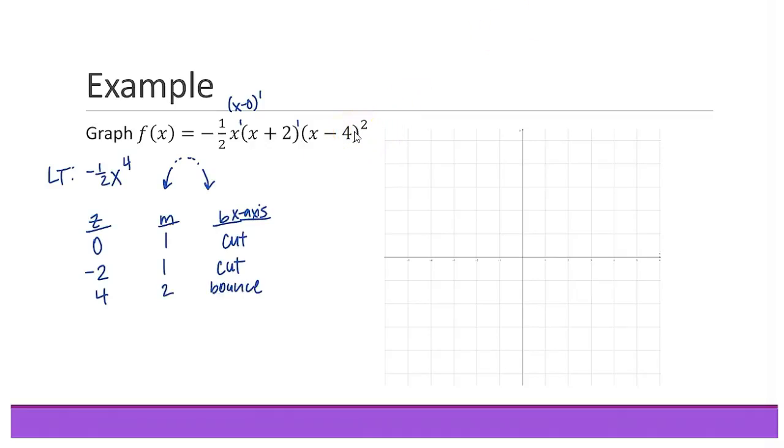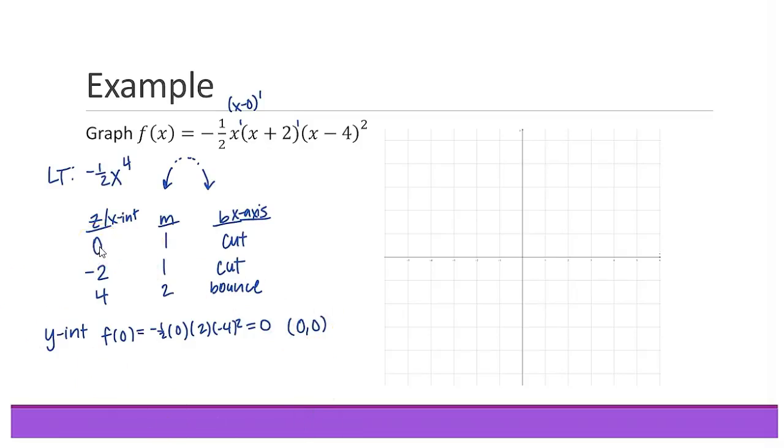Now, let's go ahead and identify the y-intercept. This is all just kind of scratch work for us here. So we know these zeros are also x-intercepts because they are real zeros. To find the y-intercept, we're going to let x equal 0. If I do f of 0, I'm going to get negative 1/2 times 0, and then it is 2 to the first and negative 4 squared, but it doesn't really matter. 0 times anything is 0. So my y-intercept is (0, 0), which makes sense because I have an x-intercept that is 0.